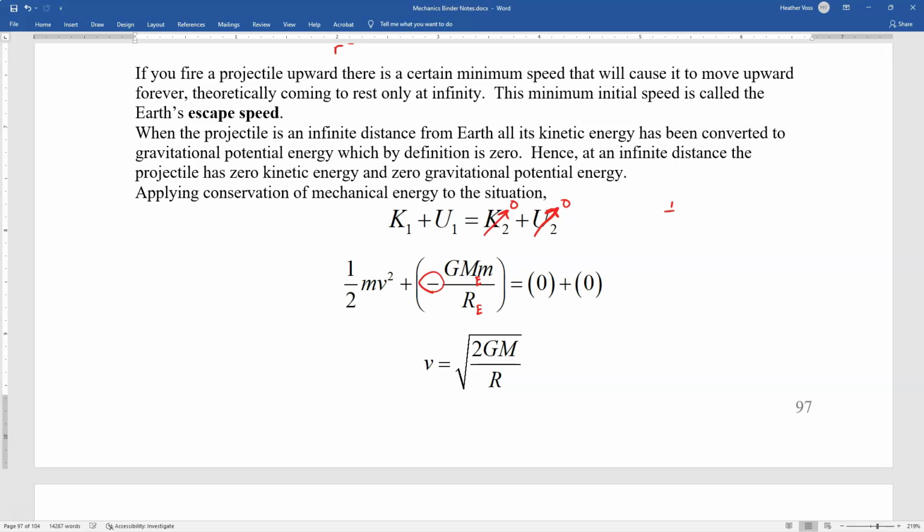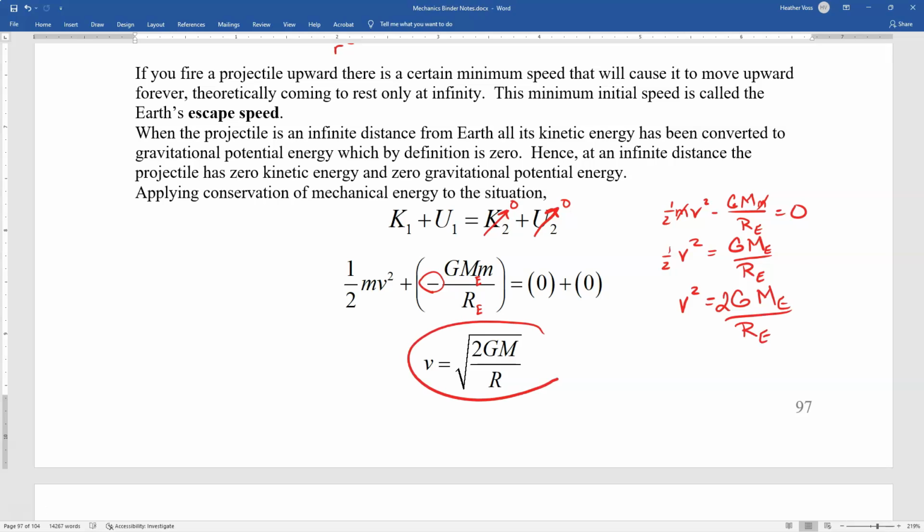So kinetic energy is 1/2 mv squared. Universal potential energy is going to be negative G, mass of the Earth, mass of whatever it is we're launching, over the radius of the Earth, and that's going to equal zero. So the mass of the capsule, in theory, does not matter. I can divide by that mass. That's going to give me 1/2 v squared equal to G, mass of the Earth, over the radius of the Earth. I'm going to move that 2 over, so I get the square of the escape velocity, our minimum velocity: v squared equals 2G, mass of the Earth, over the radius of the Earth.